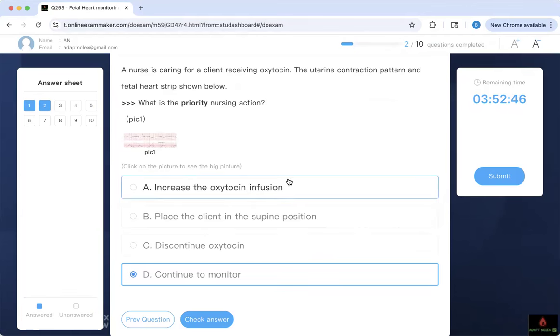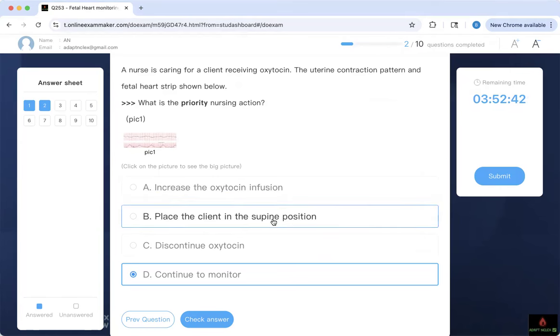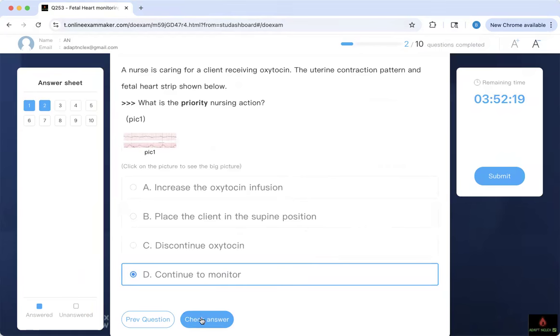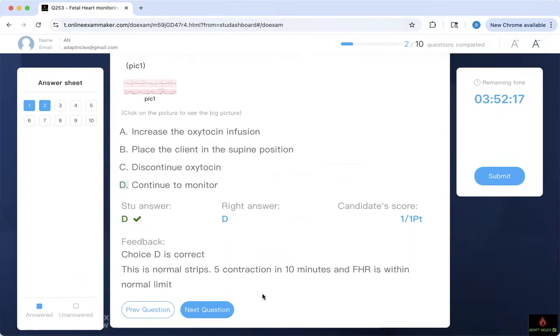Therefore, don't fall for it. They will say increase Pitocin, place the client in the supine position, discontinue Pitocin. Not every time you have to do something. It's based on the question. The question that we have, we don't have to do anything. This requires you to just read the strip and see the fetal heart monitoring. This fetal heart monitoring for nursing school and NCLEX prep is what? Normal. If it's normal, keep on doing what you're doing.